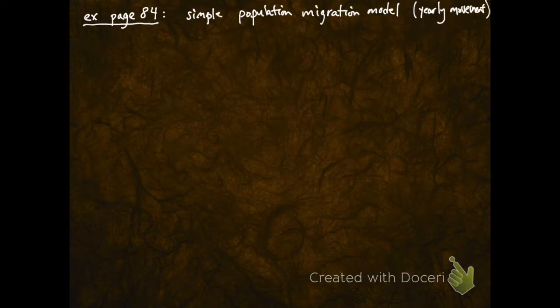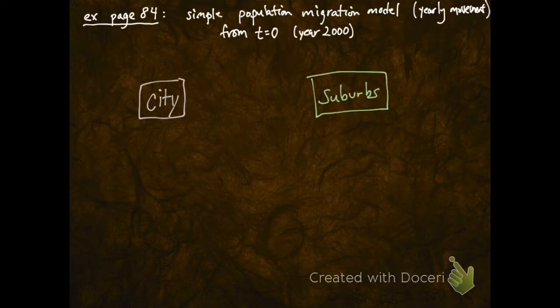So here's an example from page 84. Suppose we just have a simple population migration model. So we're going to measure yearly movement between a city and a suburb, measuring time in years. And so suppose time 0 is the year 2000.